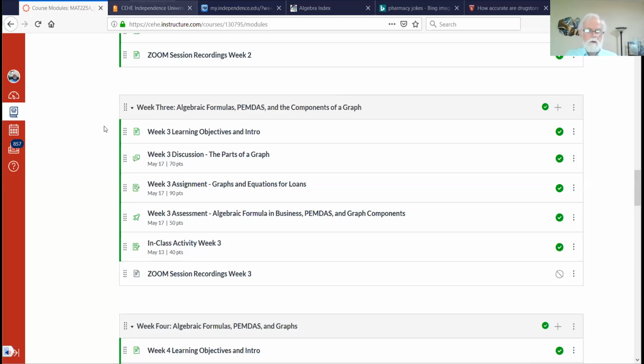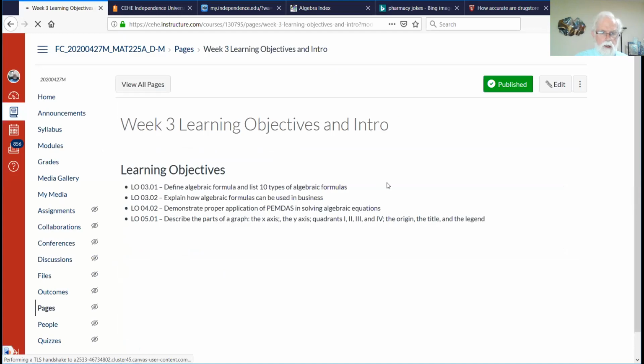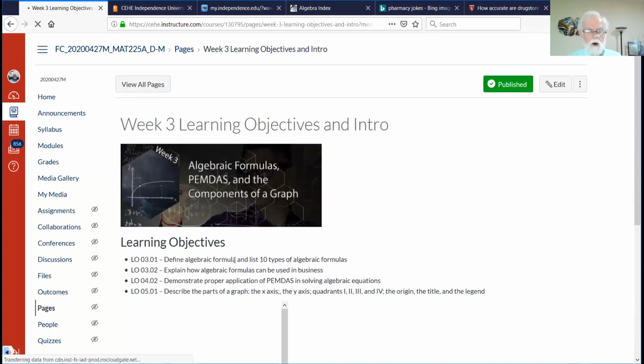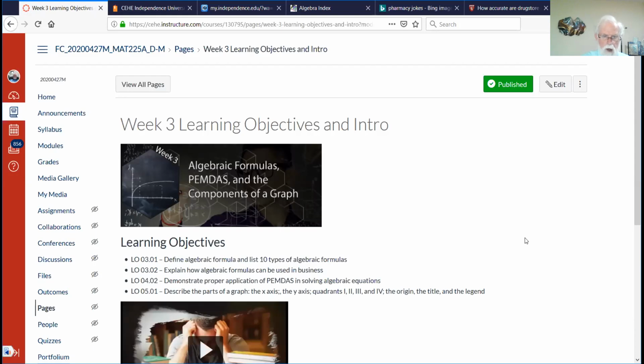I brought up the screen for week 3. Can everyone see it? Okay, so let's quickly look at what we are covering this week. You'll see all sorts of learning objectives here that we've covered in some ways. The important one is the last one, learning objective 0501, which is to describe the parts of a graph. We're going to start with that.